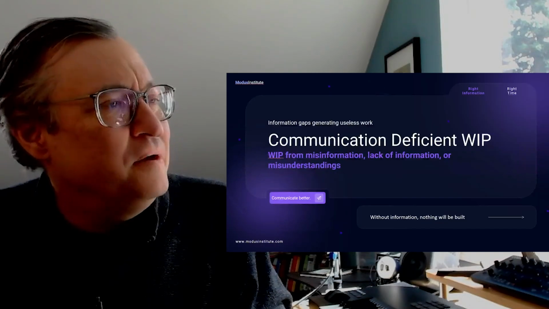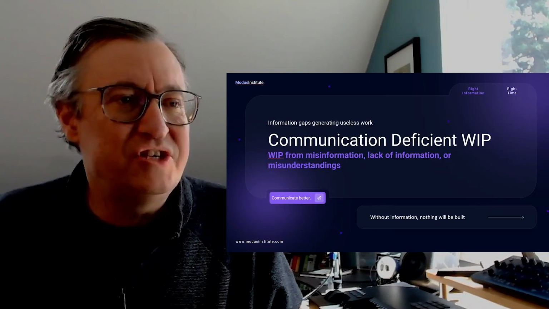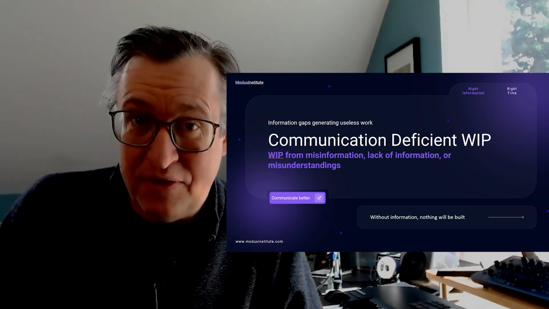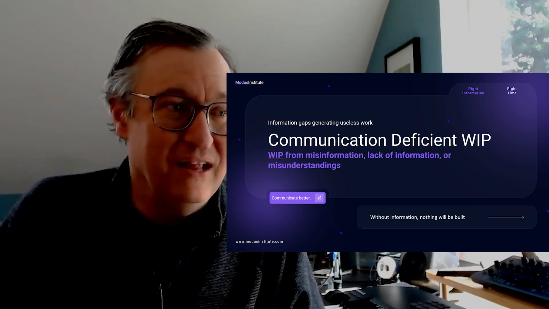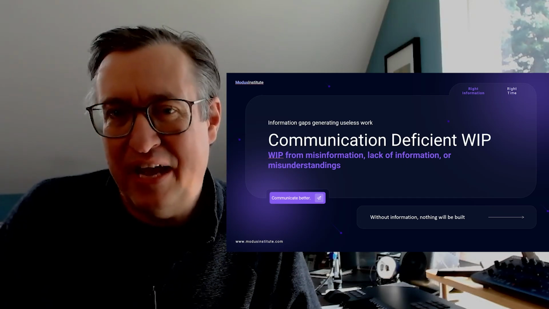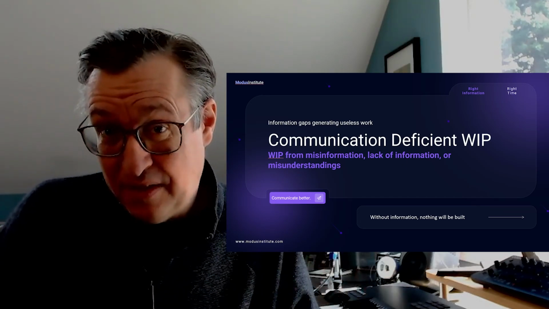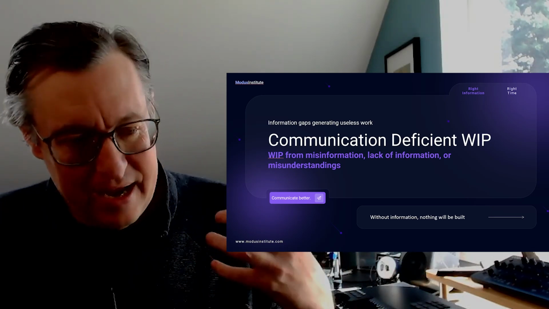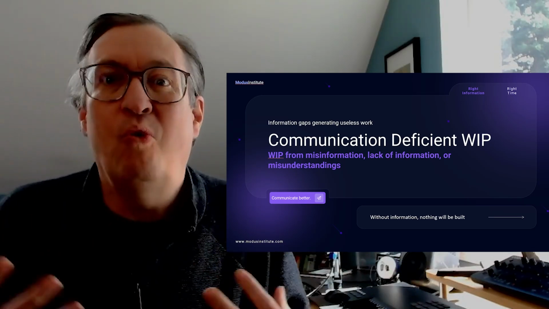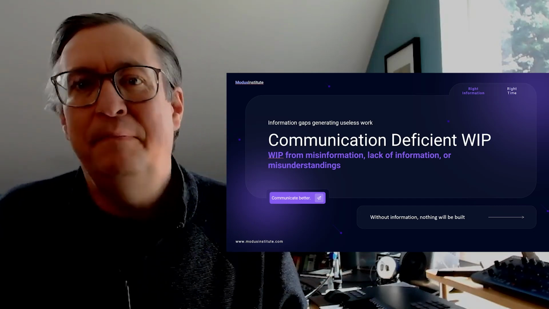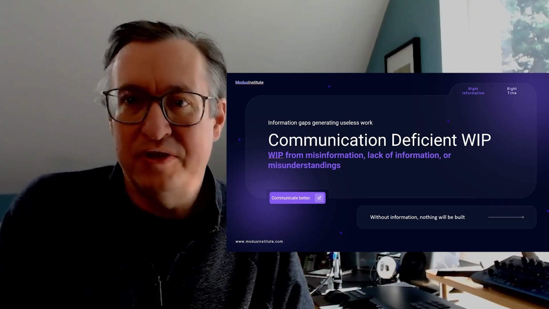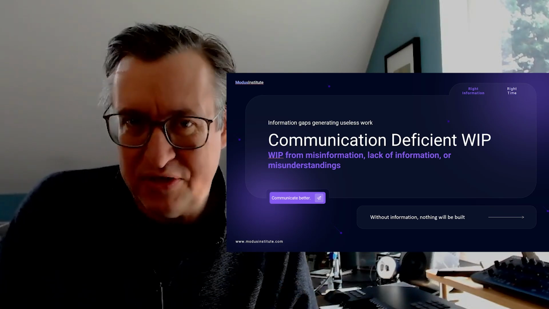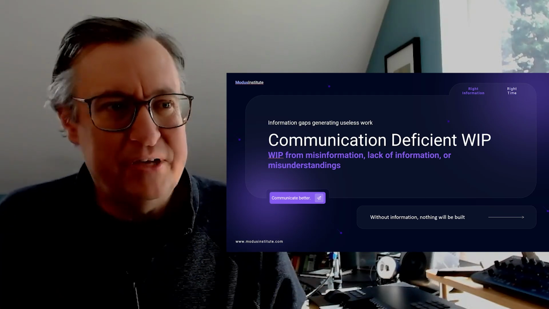So here is another family. This is the communication deficient WIP, and this is where we have extra work in progress because we get misinformation from people, or we get a lack of information, or we have misunderstandings. And these can be structural, like, I have Teams and I have Google Docs and I have Dropbox and I don't know where the file is. There can be misinformation, like I heard that we were going to do this. I started to act on that information, but that information wasn't fully correct. It was from a game of telephone.